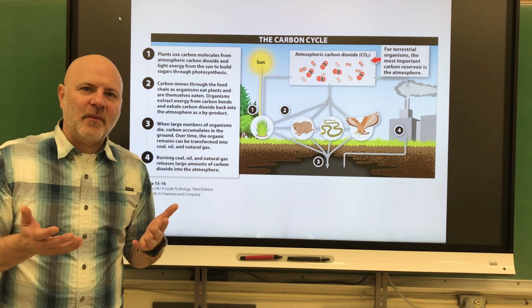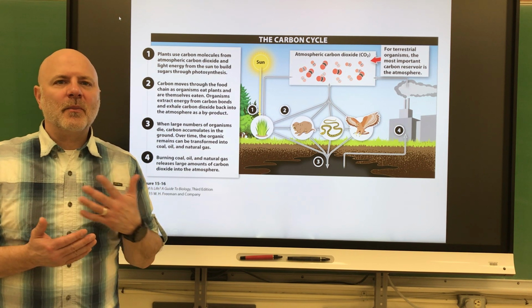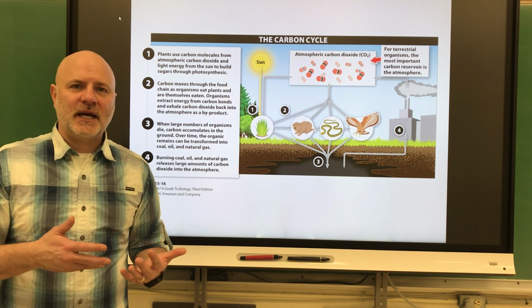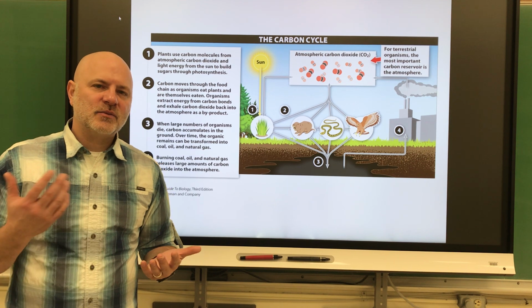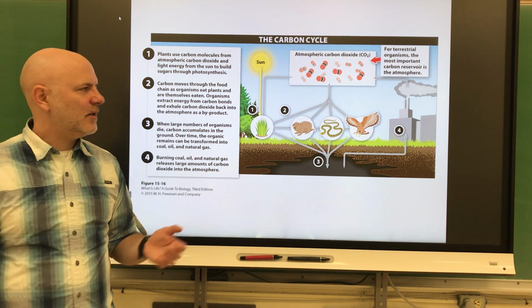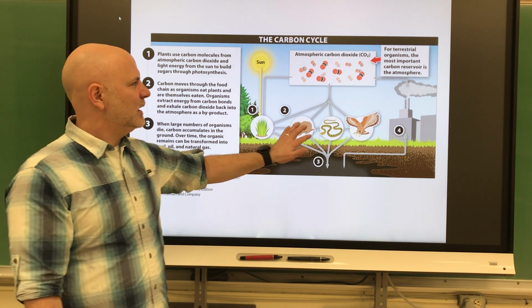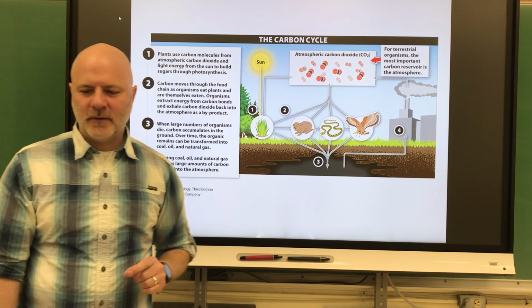When we break down biomolecules, sugars, proteins, whatever it is, we're going to break those molecules down into carbon dioxide. That releases energy. That's what keeps us alive. And we're producing carbon dioxide as a byproduct, and so we exhale that. Everything is going to respire. So that's going to release carbon dioxide back into the atmosphere.